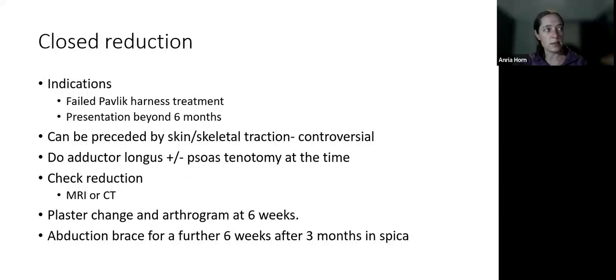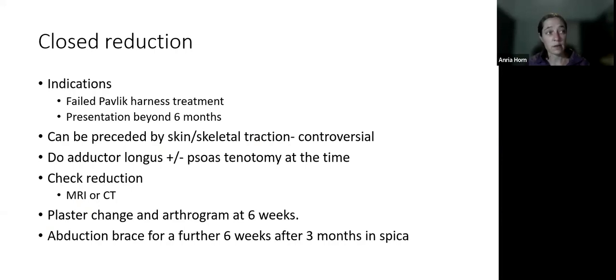Okay, closed reduction. The indications will be failed pelvic harness treatment and any presentation beyond the age of 6 months. Some people do skin or skeletal traction pre-operatively, or it can be advocated. You might read about it. It's not a thing. It doesn't really work, and it's also not practical these days with the push for less inpatient, more outpatient care. So just operate.